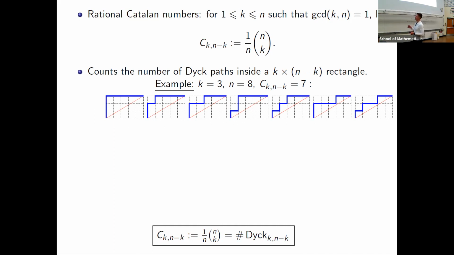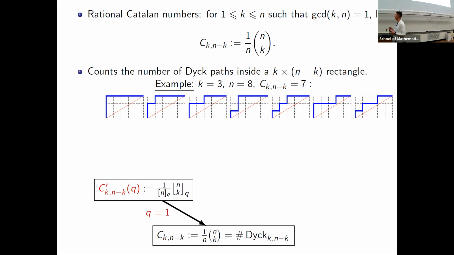Now, how do you define q-analogs of this number? One way to do this is to look at this formula and replace every integer by the corresponding q-integer. Then it's still going to be divisible, and the ratio is going to be a polynomial in q with positive integer coefficients, which in this particular example looks like this. So it's a sum of 7 terms. If you send q to 1, you get 7, and it all works out very nicely.